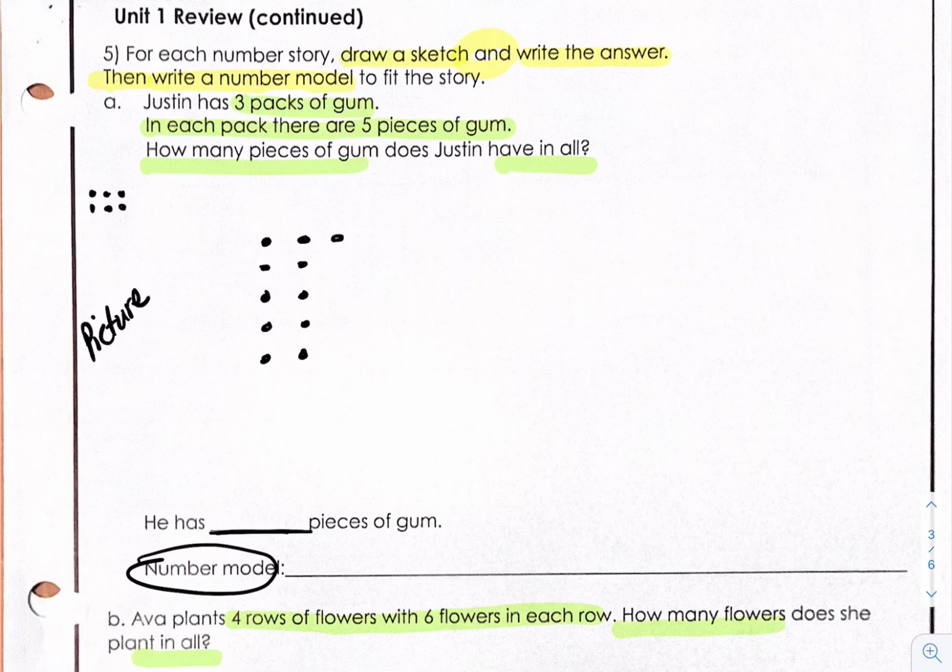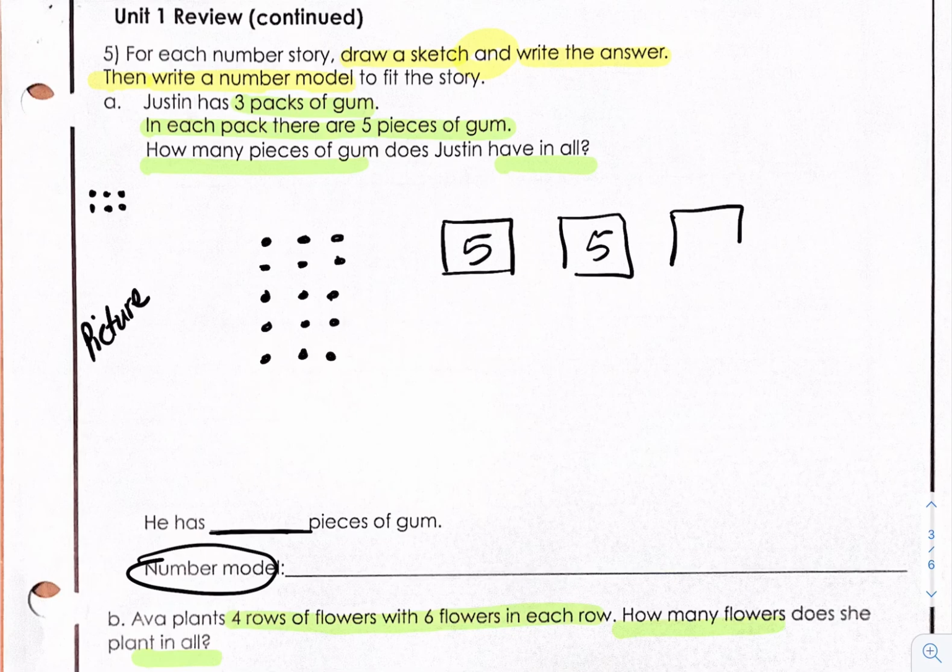You could have drawn something like that. Maybe you drew actual packs of gum and made sure to write that there were 5 pieces in each pack. So a picture that could look like that. The answer is 15 pieces of gum.